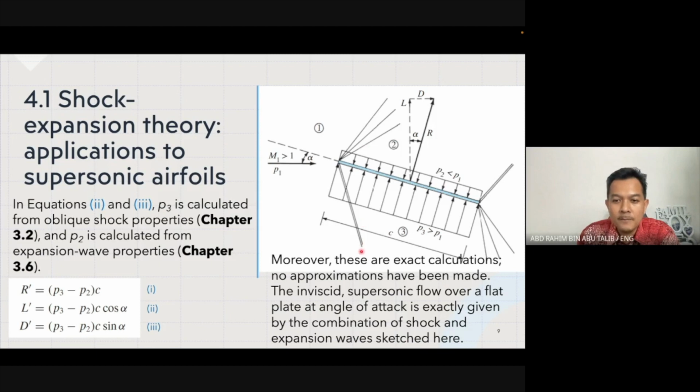And moreover, these are exact calculations and no approximations have been made, and we know already the inviscid supersonic flow over a flat plate at an angle of attack, normally being given a value over there. Alpha is exactly given by the combination of oblique shock as well as expansion wave that is being sketched over here. All right.